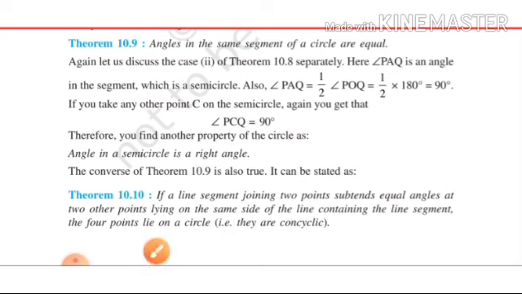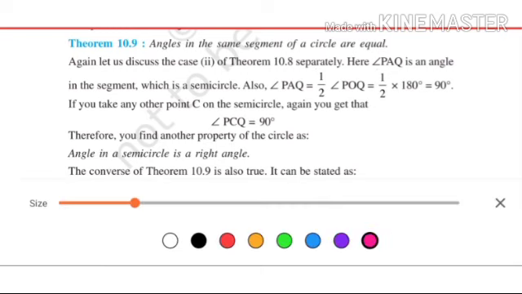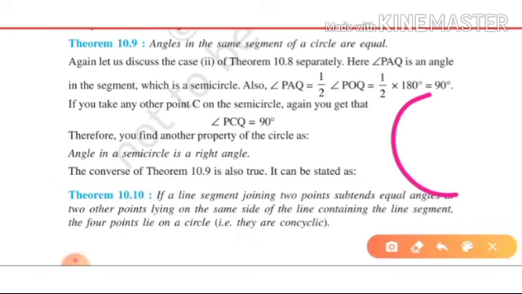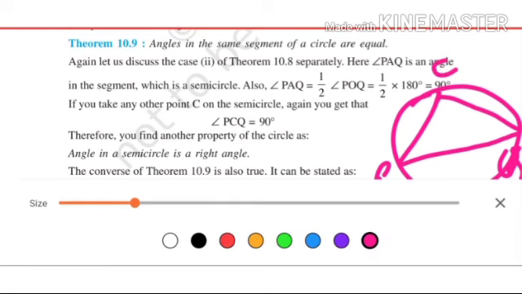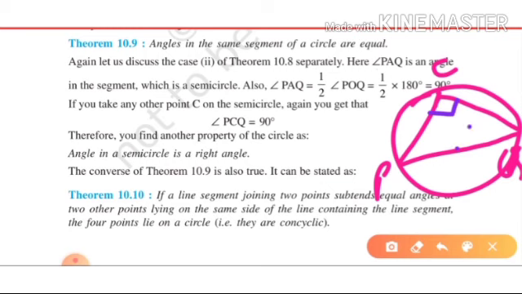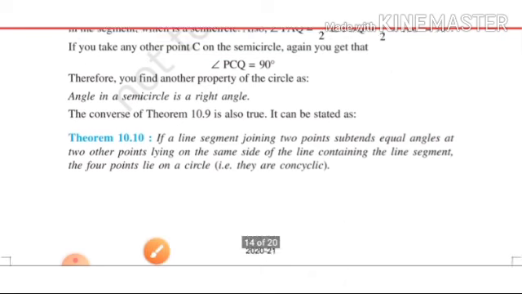So the angle in a semicircle is a right angle. Okay, this is PQ, and there will be C, then this will be a right angle if PQ passes through the center. That means PQ is the diameter, and this angle will be 90 degrees.